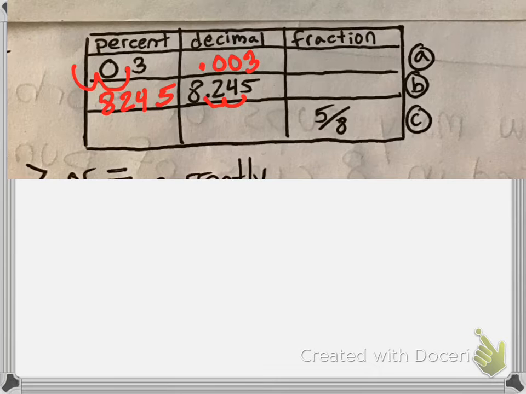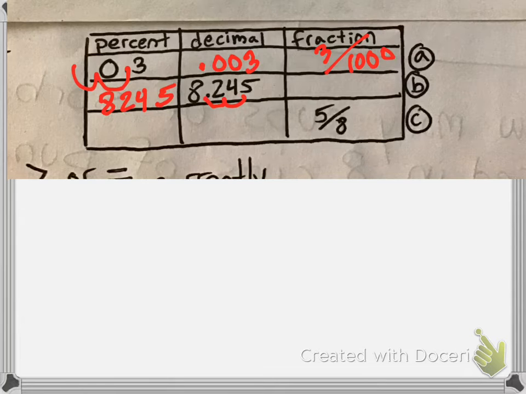Here's the other thing. As a fraction, we already know what it's going to be. What place value is that 3 in? Who can tell me, Romario? Thousandths. So we get 3 over 1,000. Is that our answer? Yes, it is. We can't simplify it.